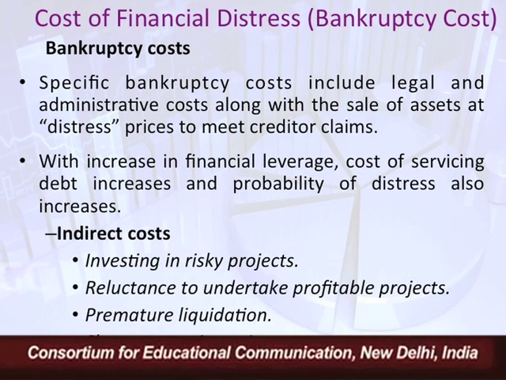Specifically, bankruptcy costs include legal and administrative costs along with the sale of assets at distressed prices to meet creditors' claims for the company. With an increase in financial leverage, the cost of servicing debt increases for a company and the probability of distress also increases. This cost of distress is also an indirect cost for the company: it may invest in risky projects, be reluctant to undertake profitable projects, face premature liquidation, or develop a short-term orientation towards all aspects of the company.